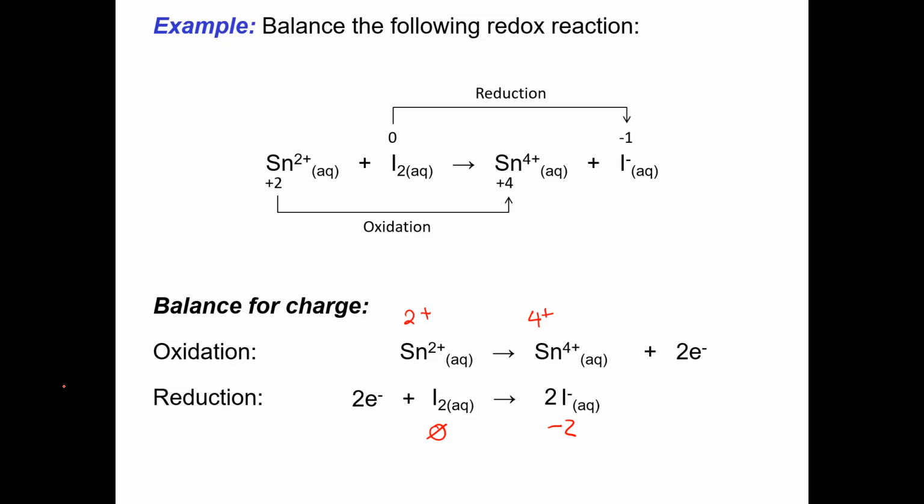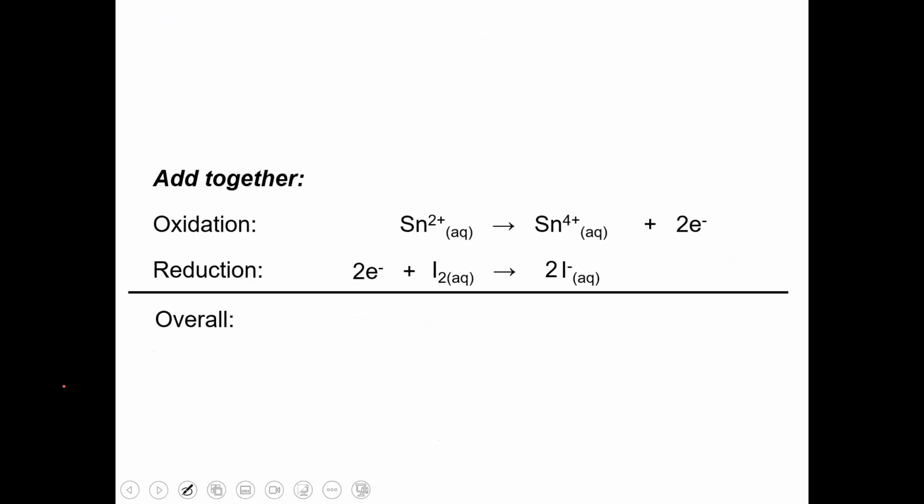Our next step is to multiply one or both of our equations by a whole number to make sure that electrons lost equals electrons gained. And in this case, there's nothing to do because 2 electrons are being lost in our first equation and 2 electrons are being gained in our second equation. So we can just go ahead and add these together.